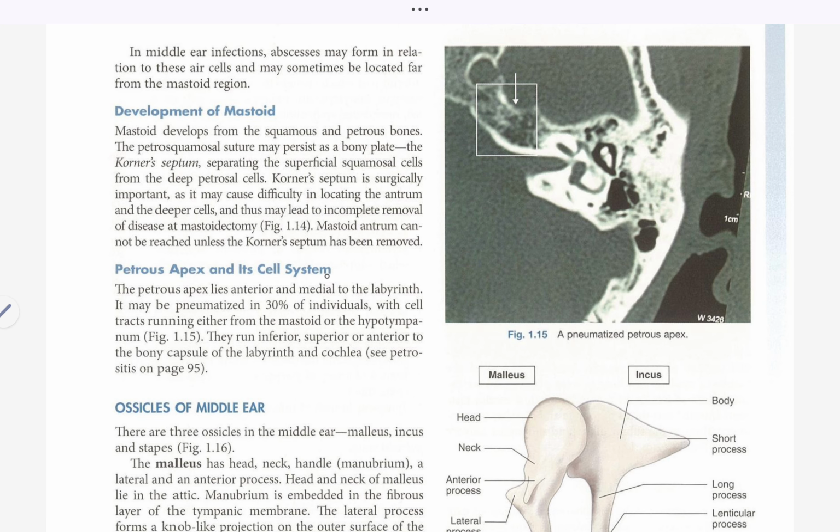Petrous apex and its air cell system. The petrous apex lies anterior and medial to the labyrinth. It may be pneumatized in 30% of individuals with cell tracts running either from the mastoid or the hypotympanum. They run inferior, superior, or anterior to the bony capsule of the labyrinth and cochlea.